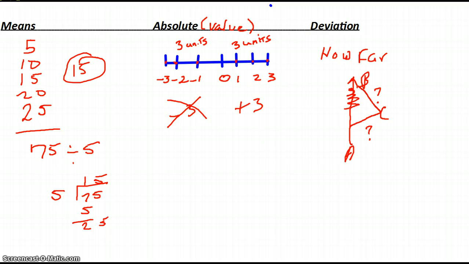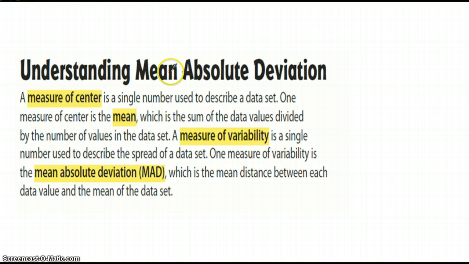So here is the definition page that I talked about. You might want to stop it here and copy these definitions. A measure of center is a single number used to describe a data set. One measure of center is called a mean, which is the sum of the data values divided by the number of data values in the set. So that means you're going to add up the data values and divide by how many you have.